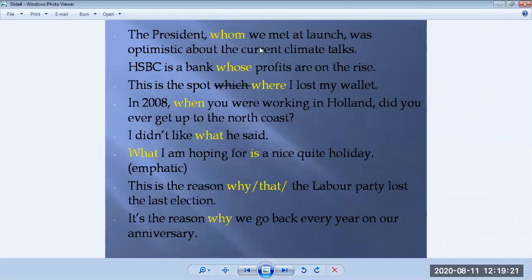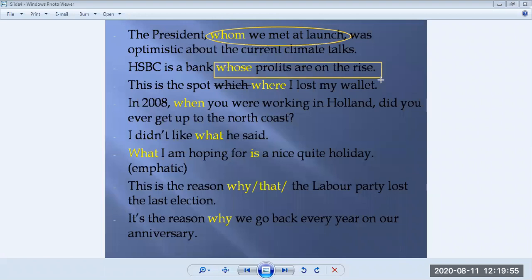So next page, next slide, have a look. The president whom we met at lunch was optimistic about the current climate talks. So here we have extra information. I'm going to circle extra information with this oval shape. But here, HSBC is a bank whose profits are on the rise. Here, this is essential information. That's why I'm going to circle it in a square. Okay, so this is the spot where I lost my wallet, not which. Why?